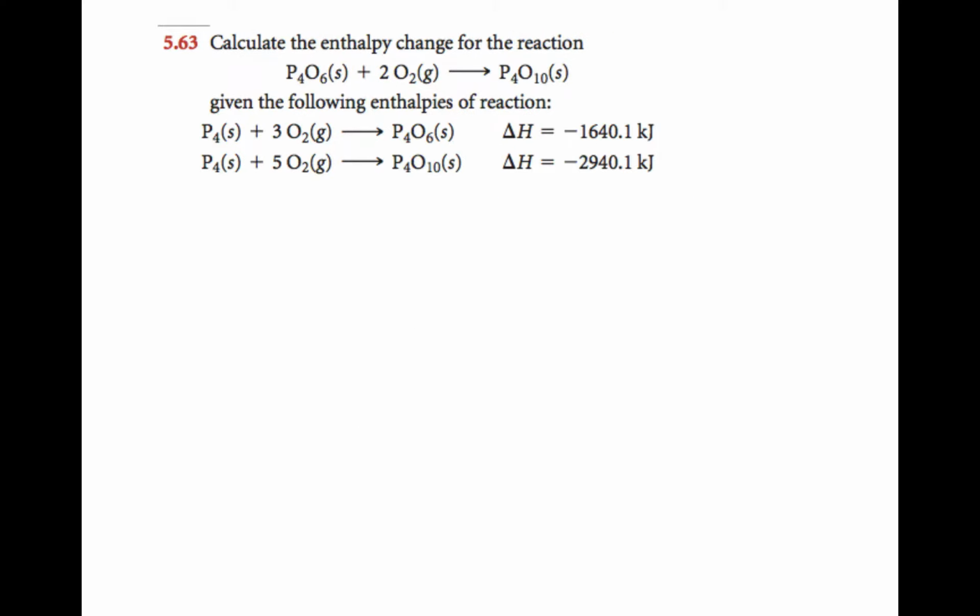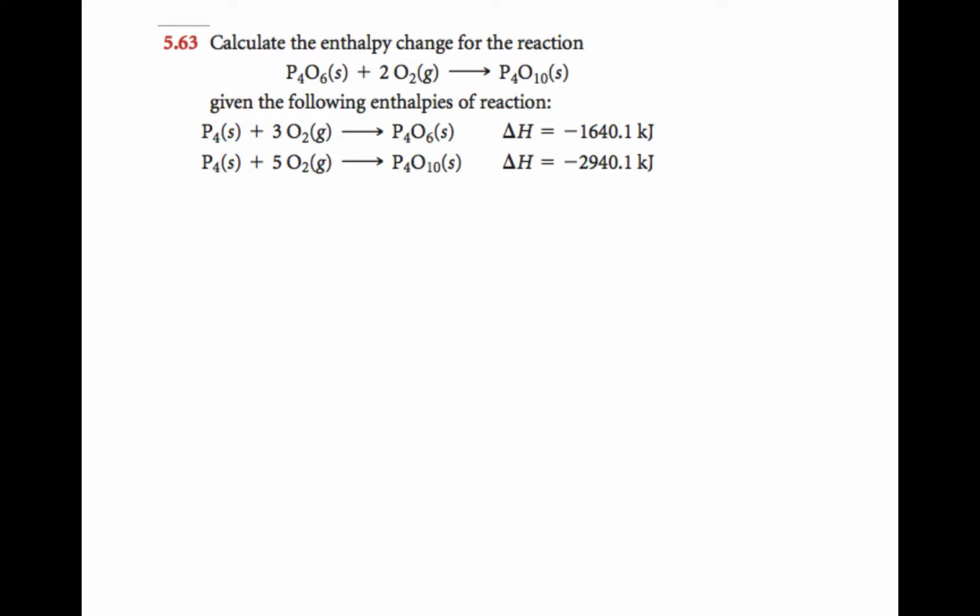Chapter 5 can really be broken down into 2 sections, right? Using coffee cup calorimetry or bomb calorimetry to measure heat changes, or using Hess's law to calculate heat changes. So in problem 63, I'm using given thermochemical equations and trying to manipulate them to come out with the equation that I want. I want the combustion of tetraphosphorus hexaoxide to form tetraphosphorus decaoxide. That's what I want. And I'm given the heats of formation of tetraphosphorus hexaoxide and tetraphosphorus decaoxide.